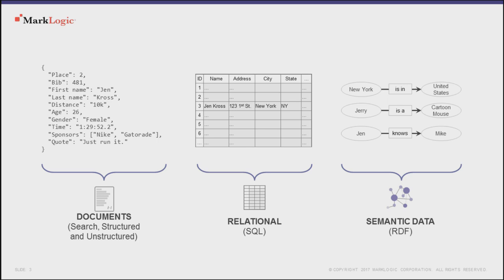You have relational data. This is tabular data with columns that have perhaps some semantic significance, though it's not encoded with the data. You have rows and tables. And then you have semantic data, which you may have heard described as triples, as RDF, or as just semantics. And this is relationships between entities. So here we're saying New York is in the United States. Jerry is a type of cartoon mouse. And Jen knows Mike.